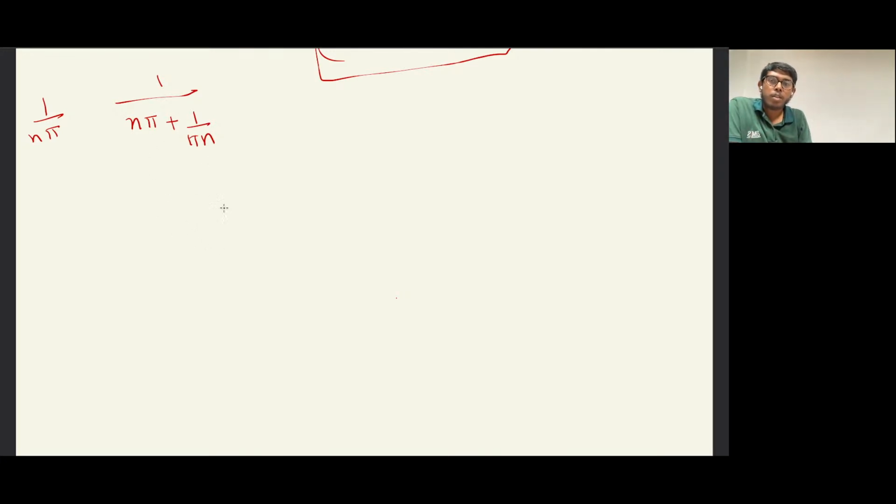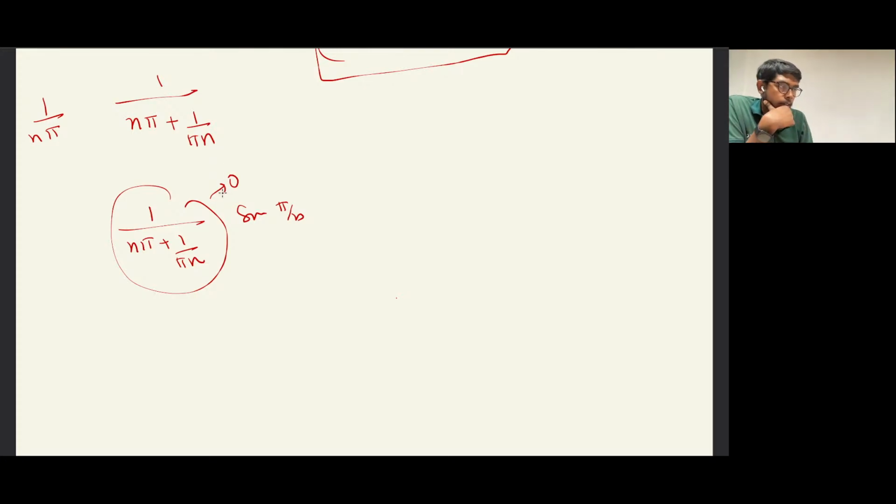So let's see once. xn will be 0, and yn is 1 by n pi plus 1 by pi n, and sine pi by n. Okay, so this is going to be 0, right? So what is the extension?